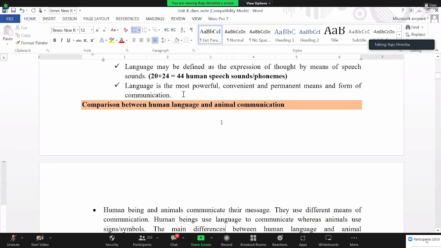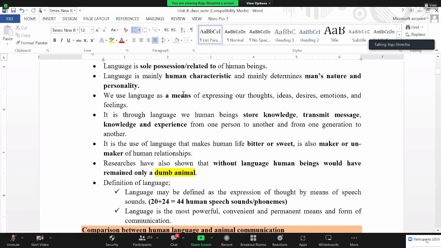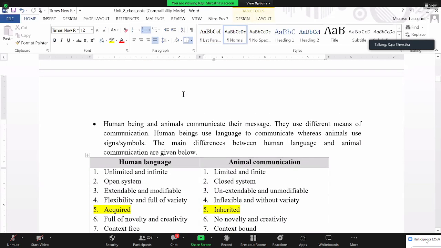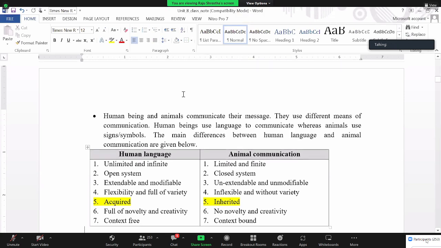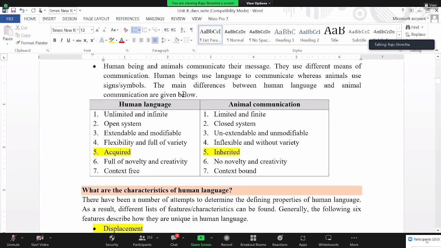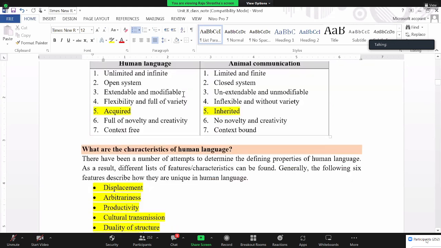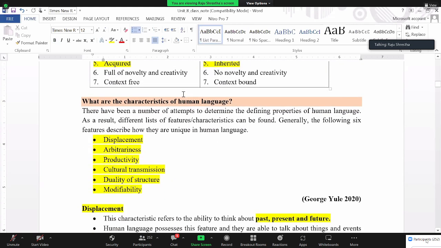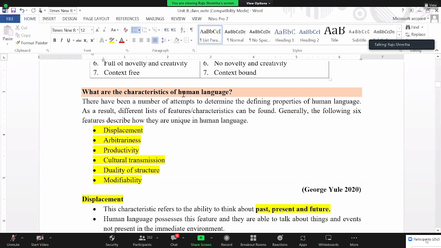We use language to store knowledge, then to transmit, to exchange, for communication. Animal communication and human language: short differences. Characteristics we discussed: displacement, arbitrariness. Displacement here refers to being able to talk about present, past, and future.